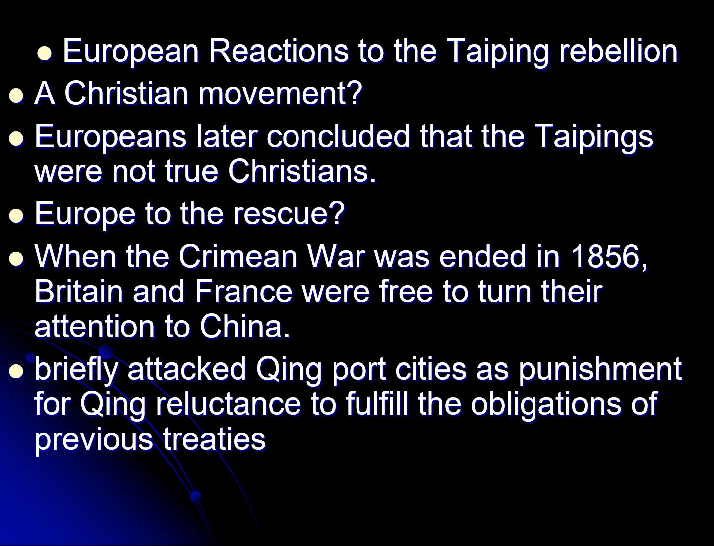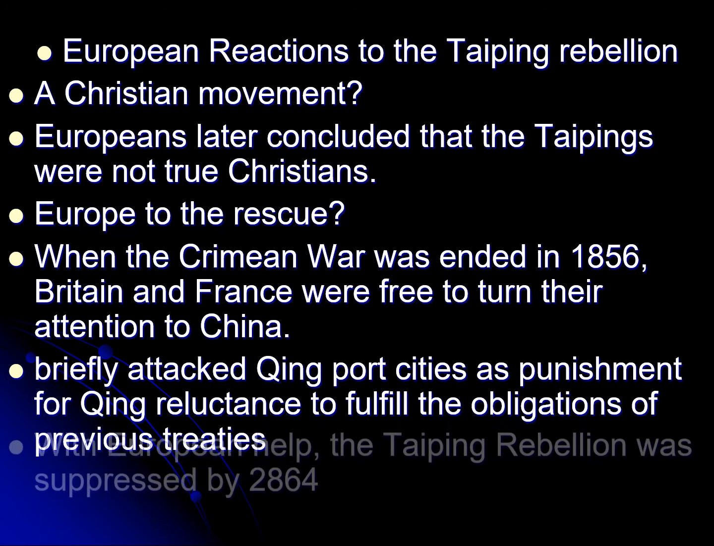They come in, they support the Qing, they help to tip the scales to suppress this, and I say this in quotes, Christian movement, the younger brother of Jesus movement, and they suppress the rebellion to end the Taiping Rebellion. Make note of this. This is the bloodiest civil war in history. They estimate between 20 and 30 million people died during this civil war.